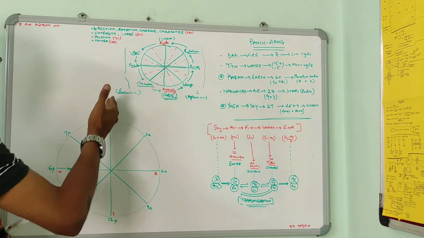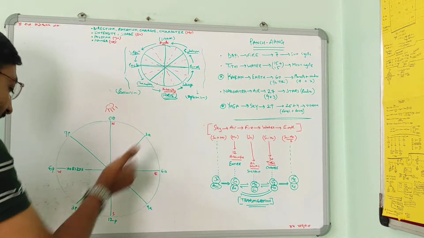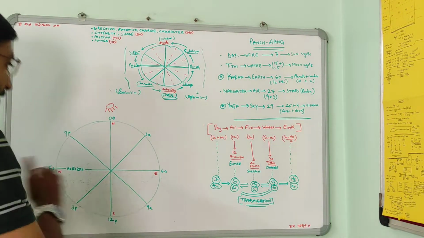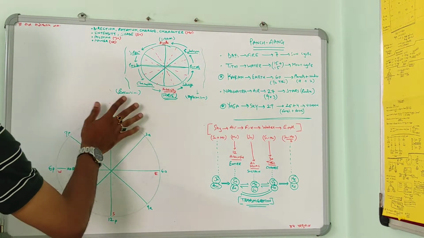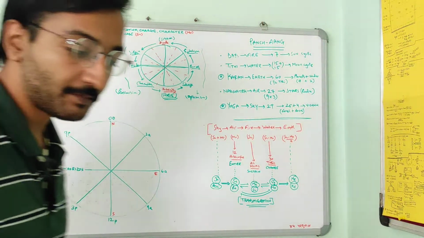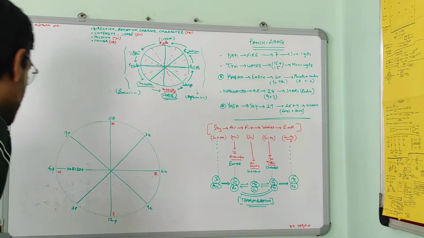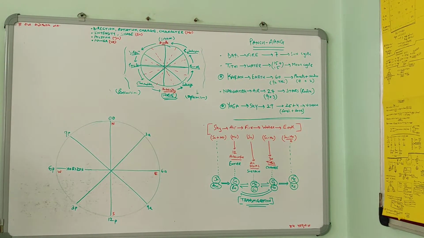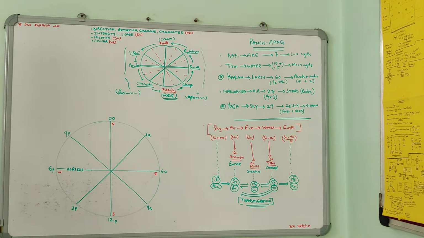Got it? Sun over here, shadow over here. Okay, that is why it is reverse. See, you need to be precise over here. So this is the normal Kaalchakra. Okay, so as we understood, this is the Kaalchakra.